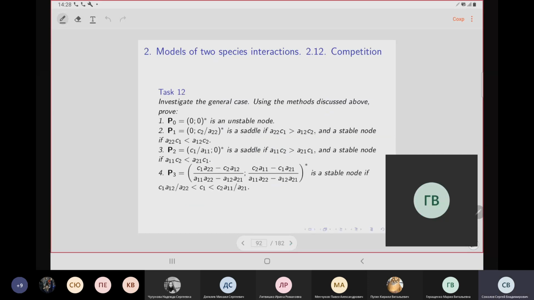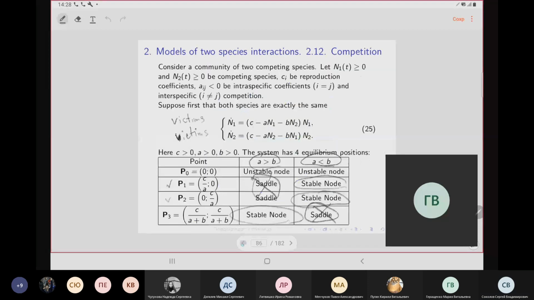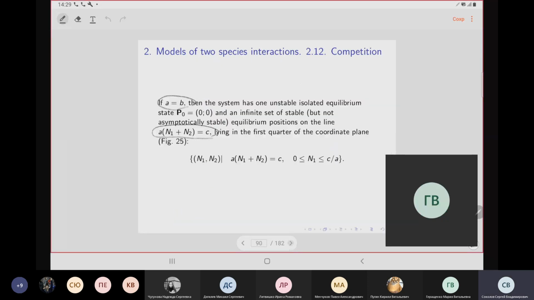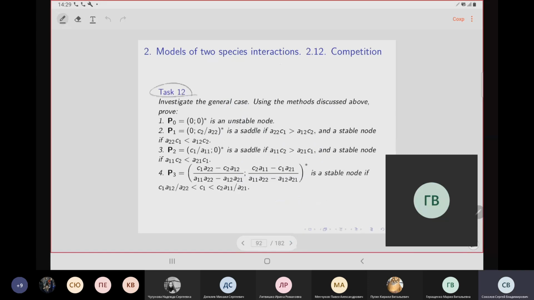Next, a task for you. You can consider the general case when our C1, C2, A11, A22, and B are all different. And you'll see that these more complicated systems have absolutely the same dynamics. And the result is listed below.